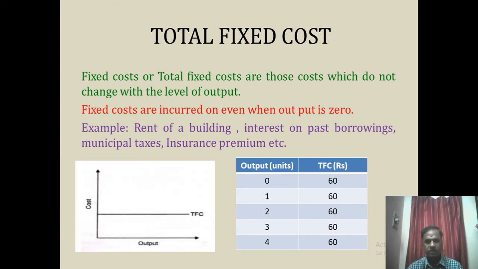You can see the total fixed cost curve. It is parallel to the x-axis. It is parallel to the x-axis because at the zero level of output also, this is the total fixed cost. Even at the increased level of output also, total fixed cost is the same. So those costs which do not change with the changes in the level of output are known as total fixed costs.